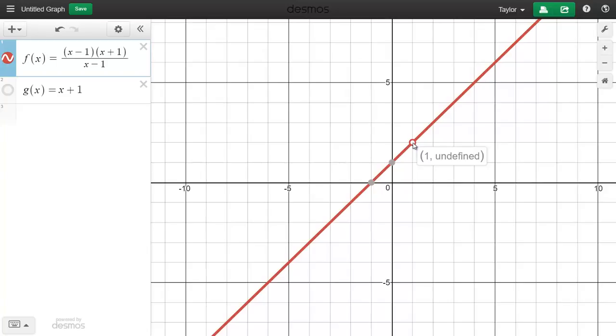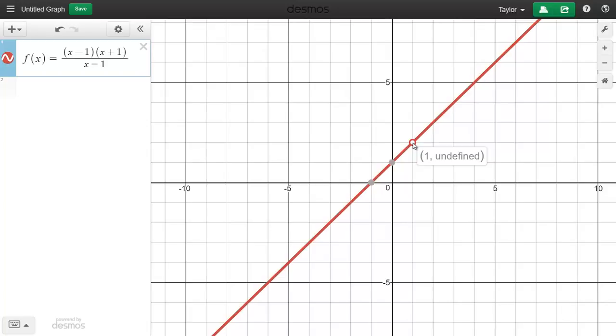So this function is not continuous everywhere. It's continuous on the entire real number line except at x equal 1, but we can fix that discontinuity by a simple redefining of f of c, and thus we have a removable discontinuity at x equals c.